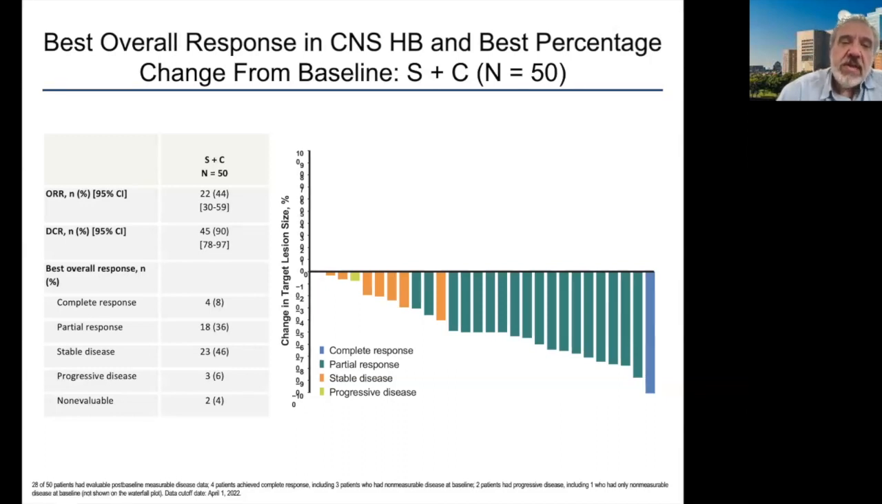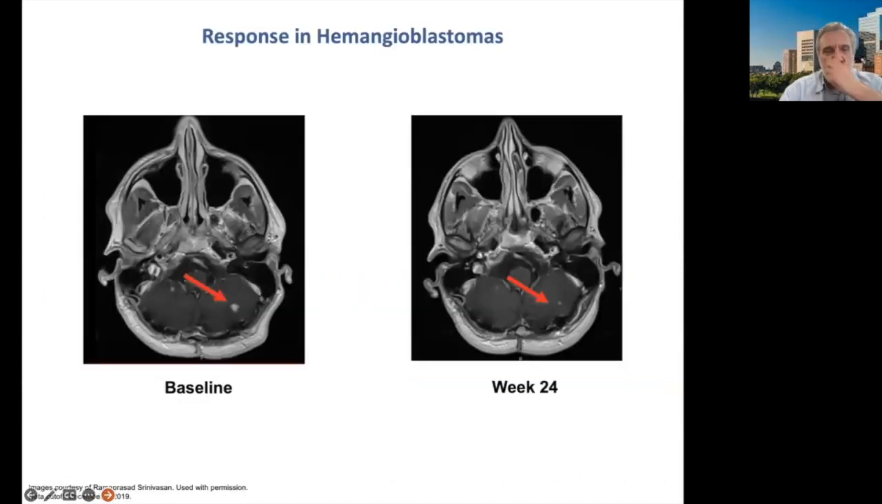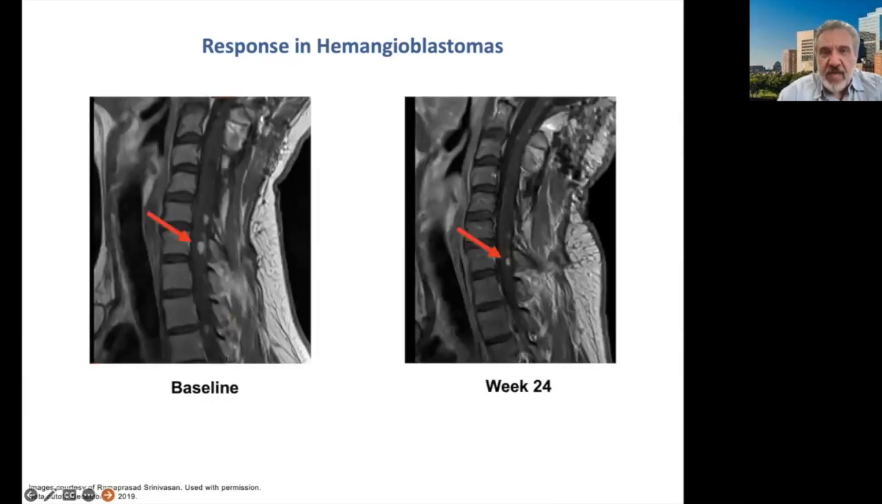Now, in contrast to the renal cell carcinoma, I don't have a slide to show you the data. The responses that we see in hemangioblastoma are quite quick. We see responses within 2 months, within 6 weeks, sometimes within a month, within 3 months. It is a very early response. It is not the same response as with the renal cell carcinoma. Here is a hemangioblastoma before and after treatment with just 3 months, 24 weeks. This is the difference before and after.